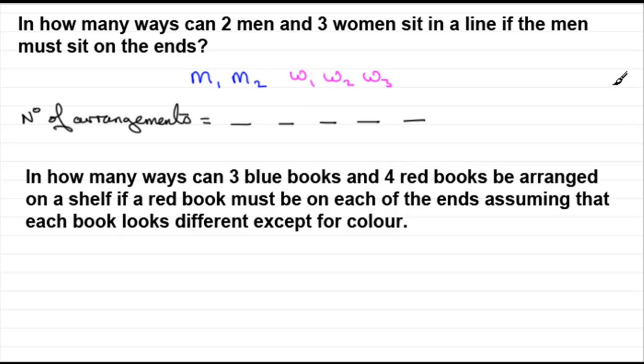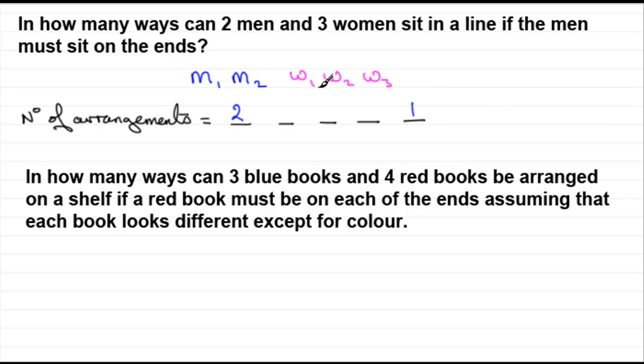Well, this first seat, we've got 2 choices. We can either put M1 or M2 in here. So there's going to be 2 ways of sitting a man in that one. But for any time that one male goes in here, this seat can only be filled in one other way. So that's going to be 1.